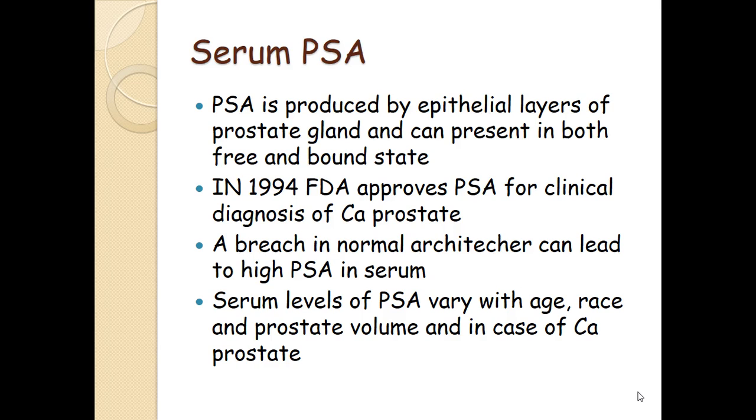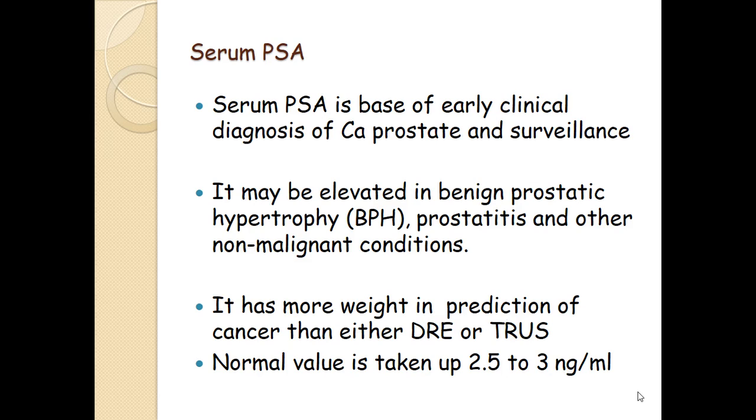So with increasing age and the more the volume of the prostate, the serum PSA level can be increased. Serum PSA is the basis of early clinical diagnosis of CA prostate and surveillance. It may also be elevated in benign prostatic hyperplasia, prostatitis, and other non-malignant conditions. It has more weight in the prediction of cancer than either DRE or TRUS. So DRE and TRUS findings can be seen, but serum PSA has more value in the diagnosis of CA prostate. Normal value is taken up to 2.5 or 3 nanogram per ml.